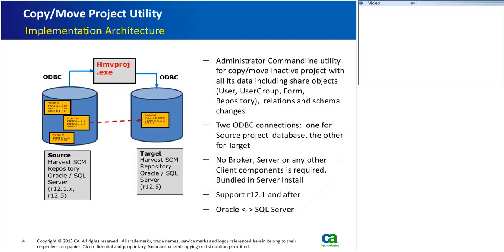So when we deliver this function in 12.5, it is delivered as an admin function, and it uses a command line base, not the UI. So you use the command line, and you can see the chart on the left-hand side, right? You actually have two ODBC connections. One is connected to the source database, that's where your source project is located. The other one connects to your target.